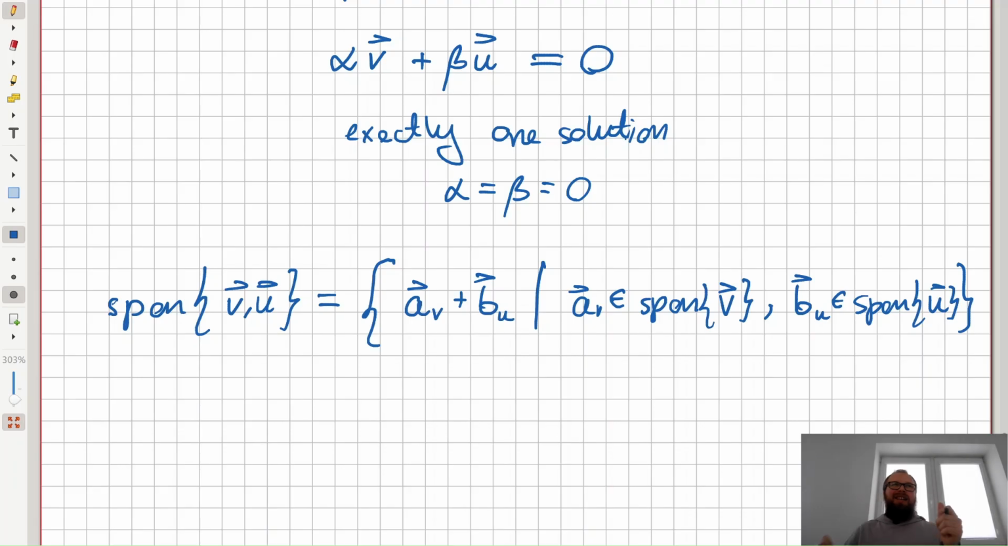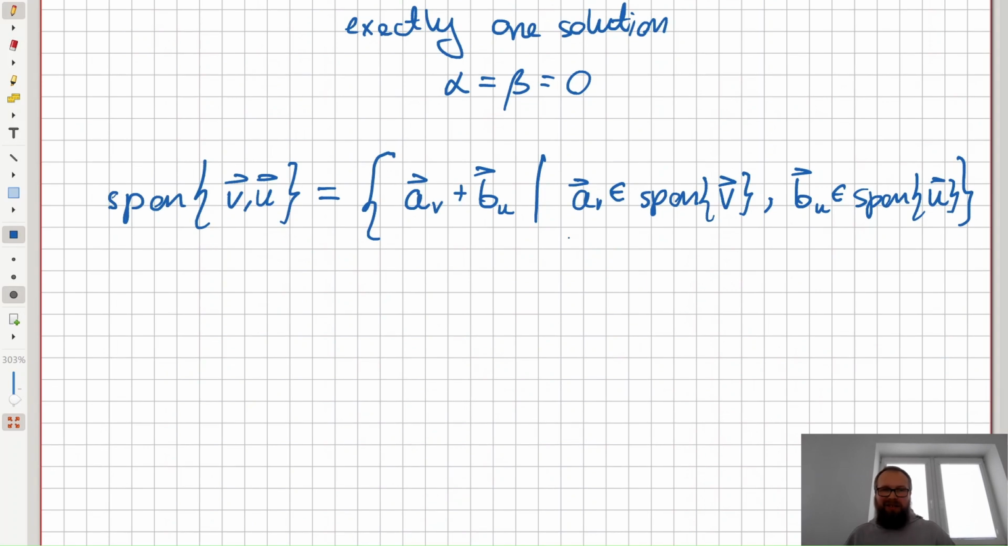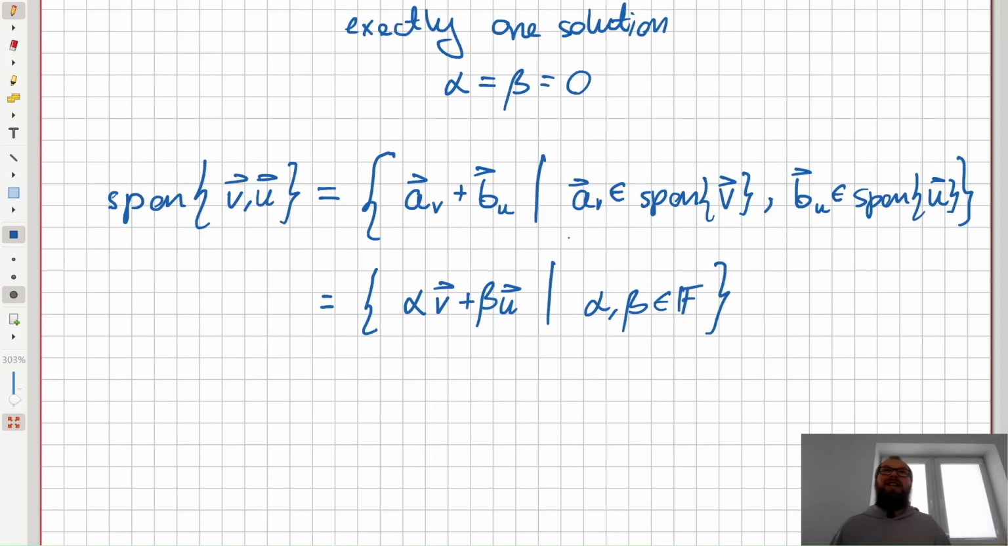So I take a vector from this line, and just add them together, which will produce something like this, for example. Maybe you don't see it immediately, but using what the span of V and U is, you can just simplify it immediately and say that this is just alpha V plus beta U, where alpha, beta are in F. This is the same as saying this. So basically, all the linear combinations of linearly independent vectors.